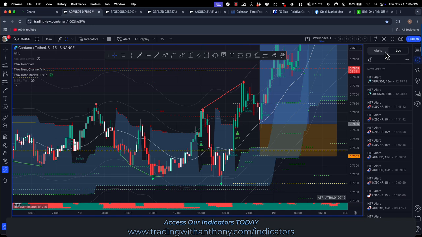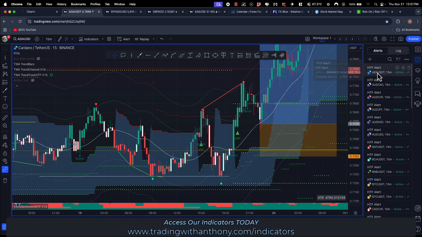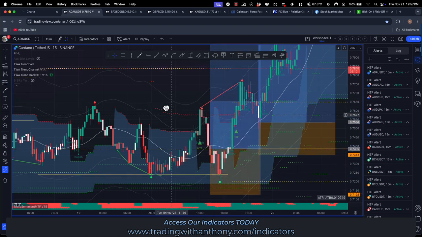You can see over here the alerts that have been firing. This is the Cardano alert, or one of them. Click on that, it will bring you into the chart. There's a signal, and we can come back on the pullback.